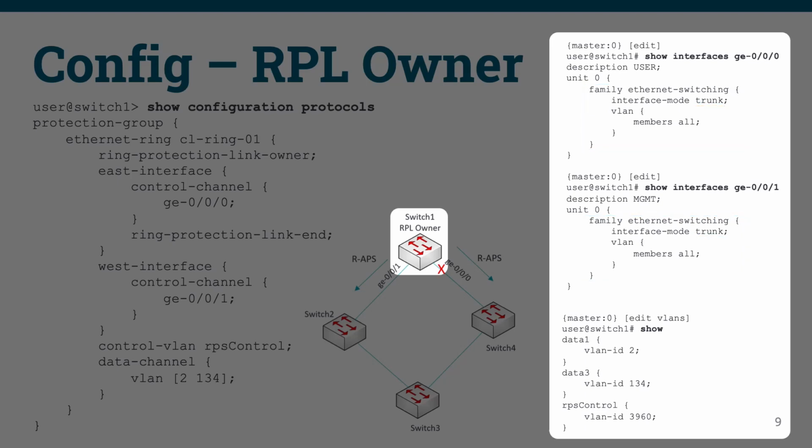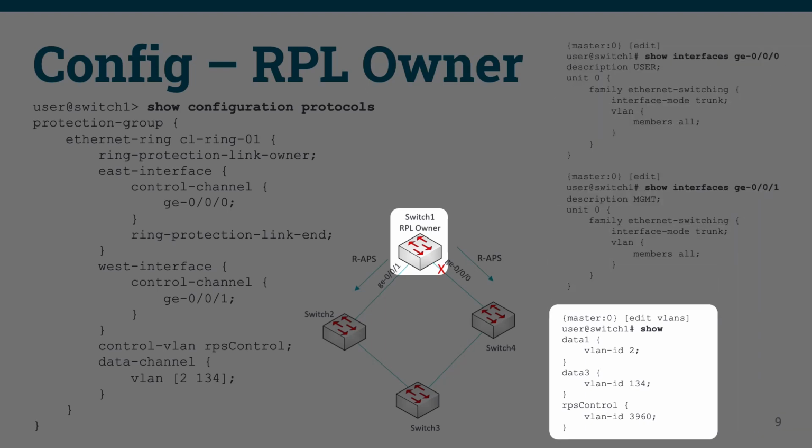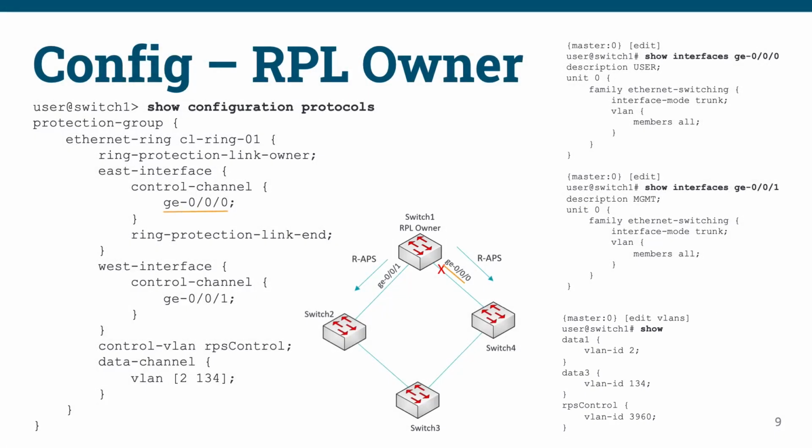added. Note that in the VLANs configuration, we not only have our two data VLANs, but also a RAPS control VLAN. A control VLAN is needed to segregate the RAPS messages onto their own VLAN in the ERPS network. GE000 and GE001 are the ring ports on the RPL owner, and we see the ERPS configurations on the left.